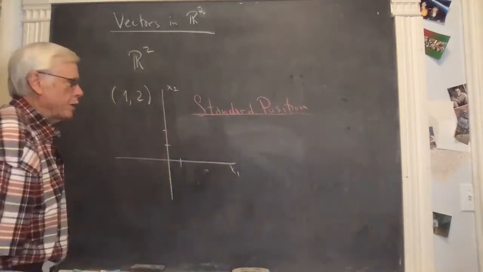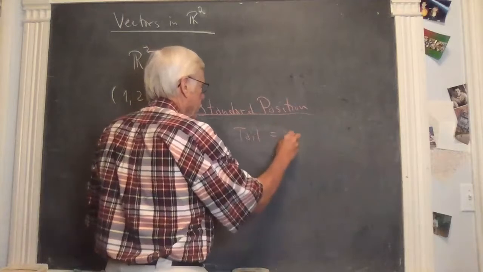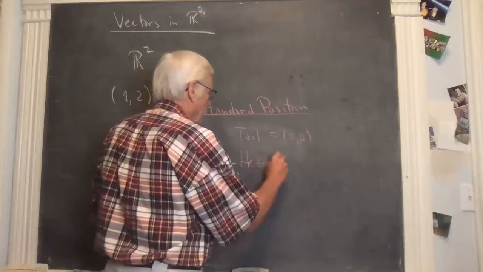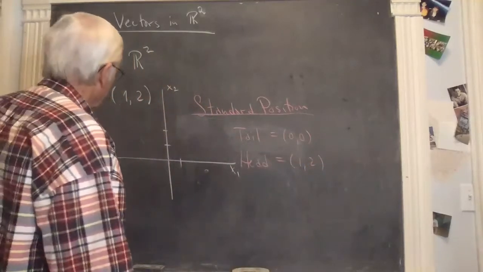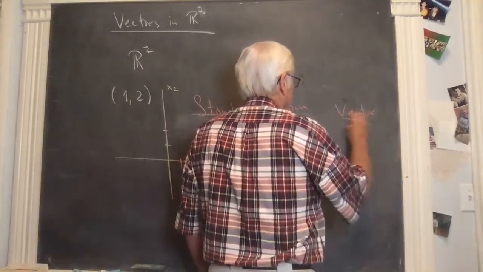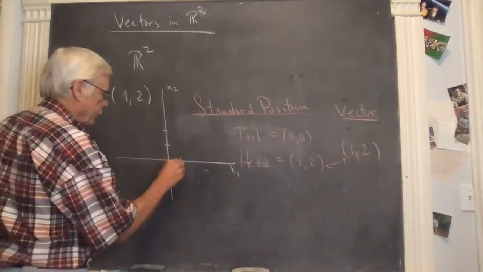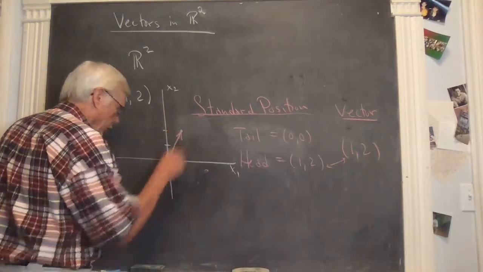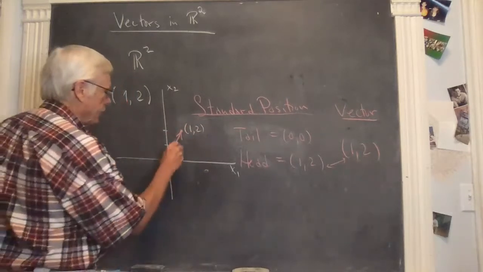A vector, like a comet, has a head and a tail. In standard position, the tail is always the origin, and the head is always the point 1, 2. We call this vector 1, 2, the same notation. Pictorially, the vector 1, 2 starts at the origin with the tail and goes to the point 1, 2. So here is the point 1, 2 at the head of the vector 1, 2.